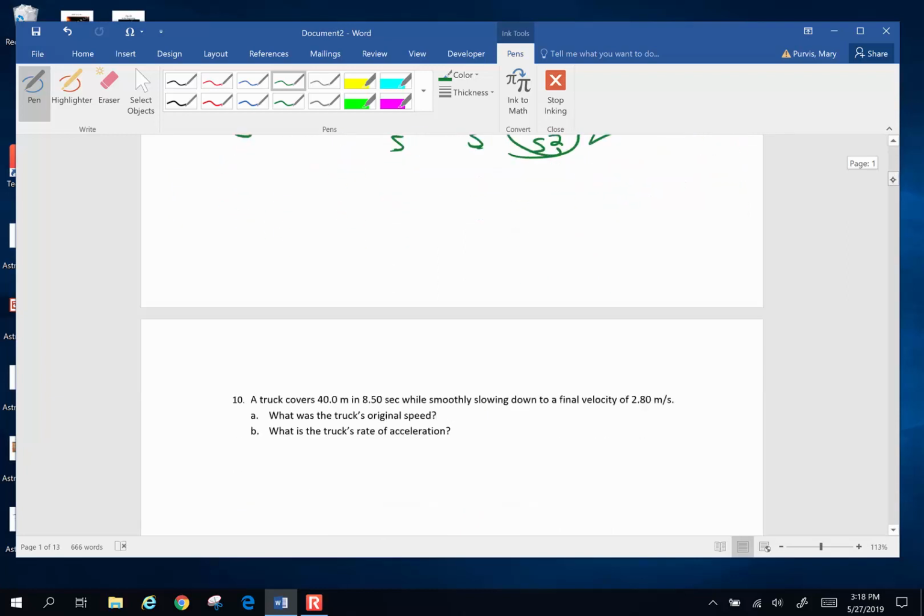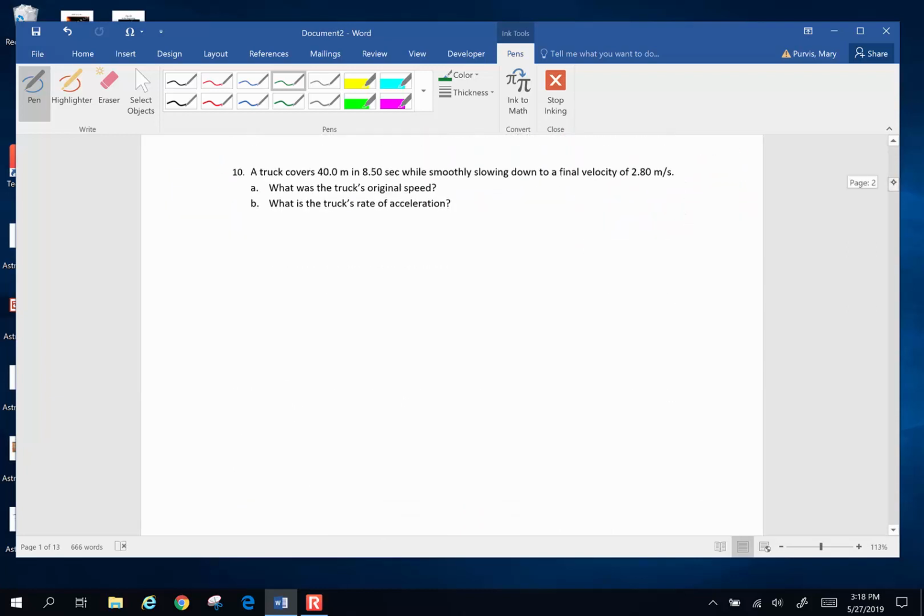Onward, let's do another one. Problem number 10. A truck covers 40 meters in 8.5 seconds while smoothly slowing down to a final velocity of 2.8 meters per second. What was the truck's original speed?